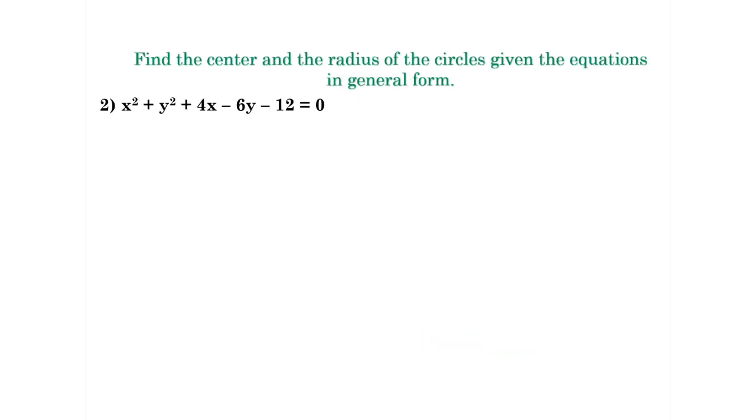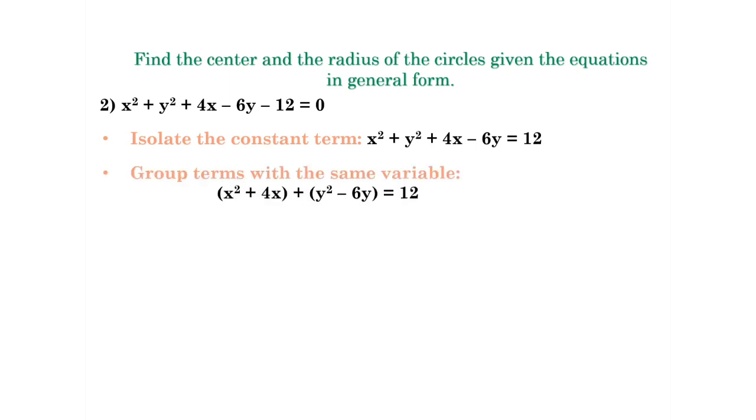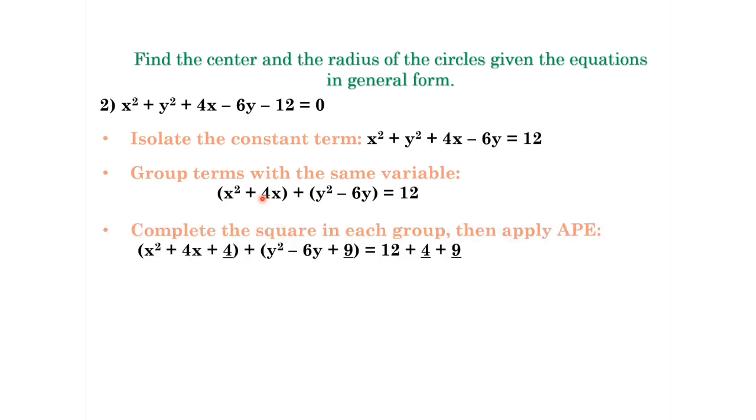Then here, let's have another one. So first off, we isolate the negative 12, so it's going to be equal to 12. Let's group the x's, so x squared plus 4x will be together, and y squared minus 16y will be together. And again, to complete the square, all we have to do is divide 4 by 2, the answer is 2. Raise to 2, you get 4. Divide negative 6 by 2, you get negative 3. Raise to 2, you're going to get 9. So all you have to remember here is we're always going to add. So plus 4 here, so plus 4 on the other side, plus 9 here, so plus 9 on the other side.